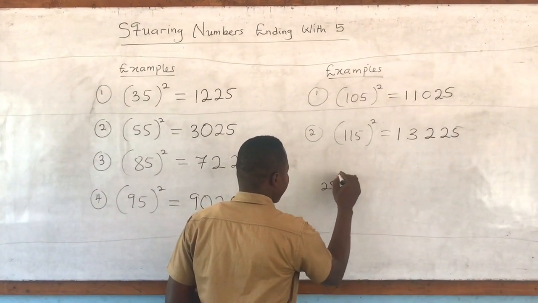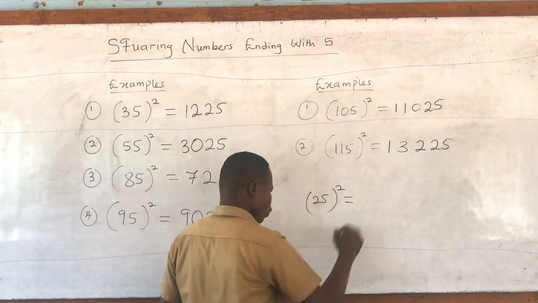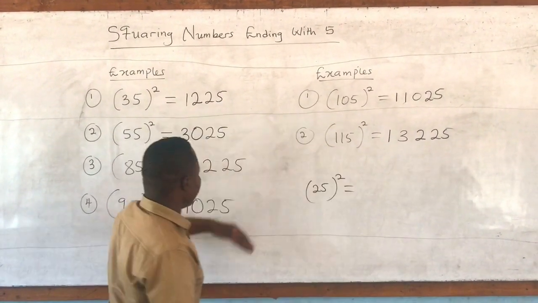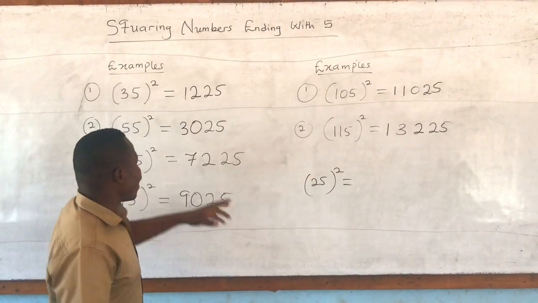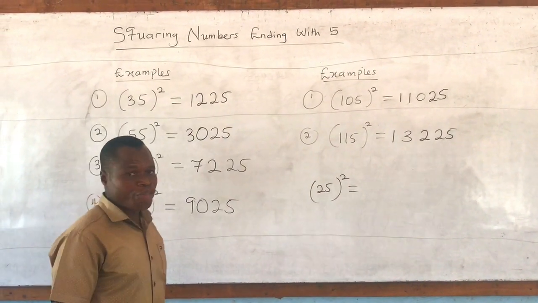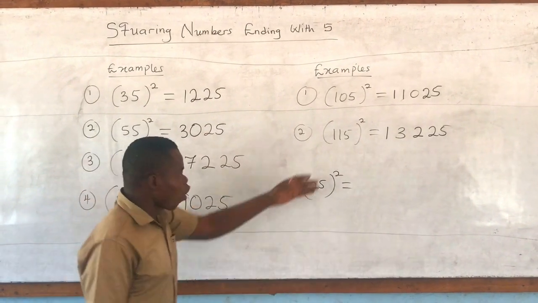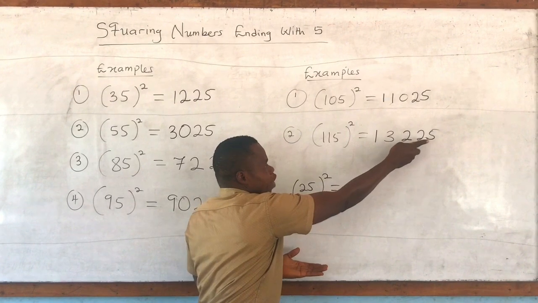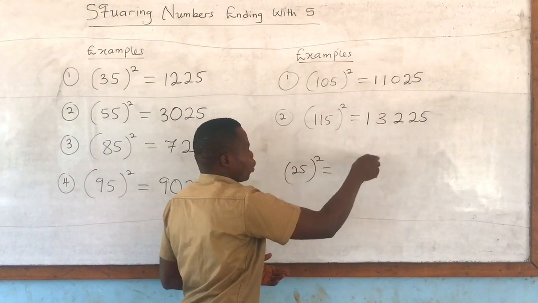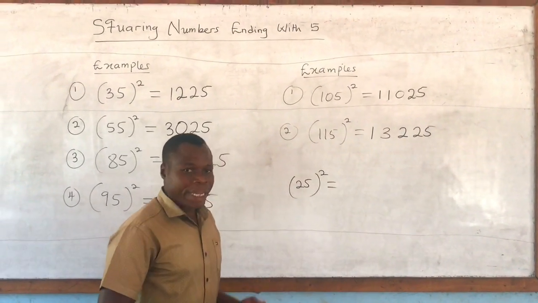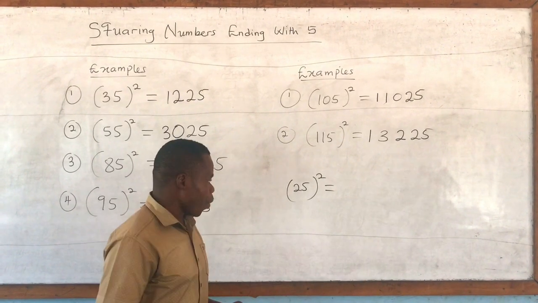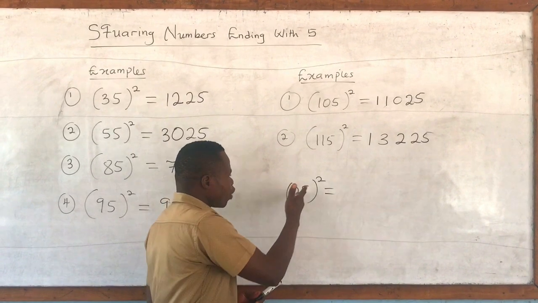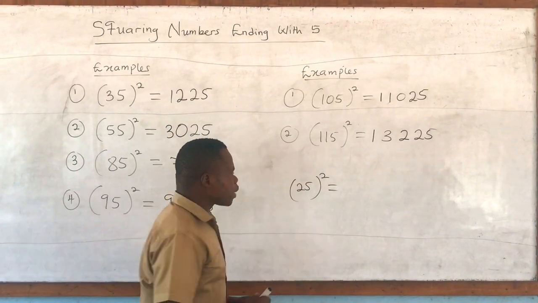If I have 25 squared, look at something. If you observe all the answers that we have here, the last digits are always 25, 25, 25. So if you observe the pattern, we are going to use this 25 here to use a different method and get the same answer. It's just going to be the other way around. So if you are to square 25, what you do is simply write 25 down.